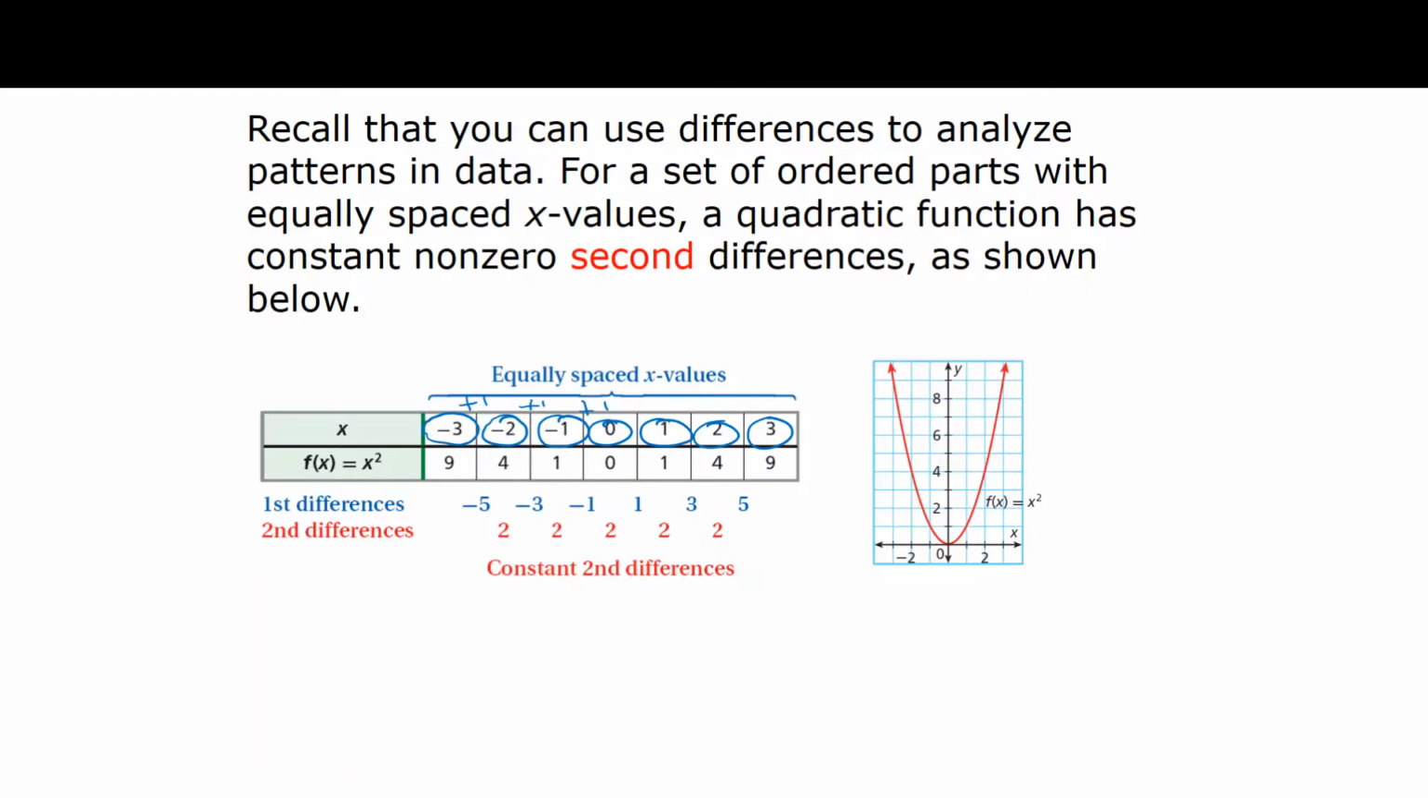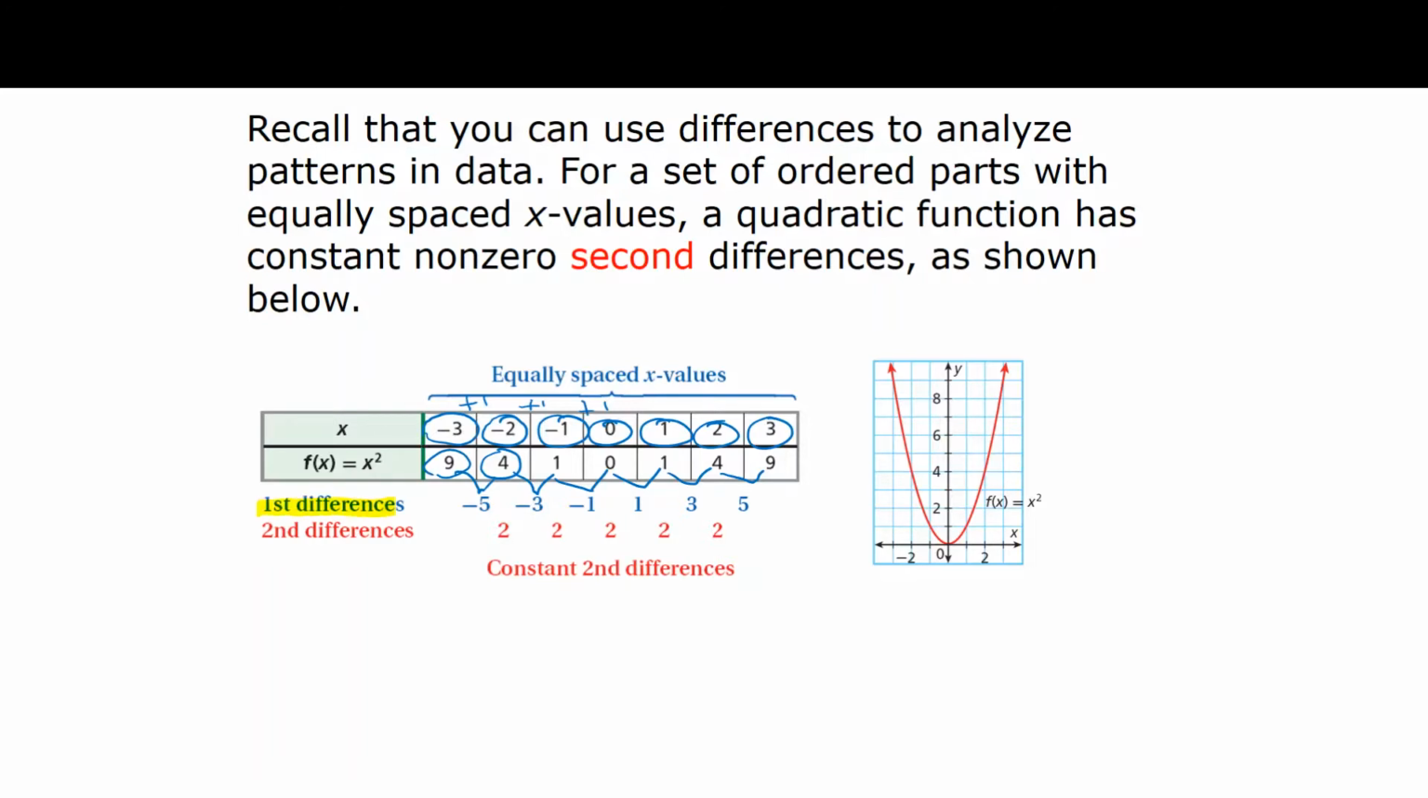Now let's look at our y's. In our y's we're going from 9 to 4. In order to go from 9 to 4, we had to subtract 5. Then when we go from 4 to 1, we subtract 3. From 1 to 0, we subtract 1. From 0 to 1, now we're adding 1. From 1 to 4, we add 3. And from 4 to 9, we add 5. So that is our first row of differences.